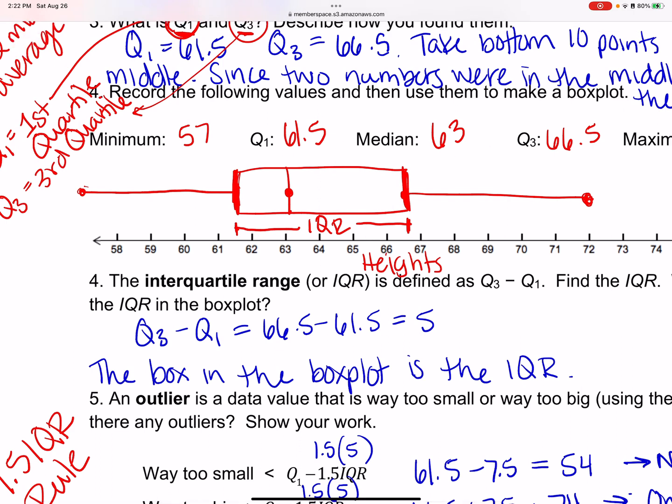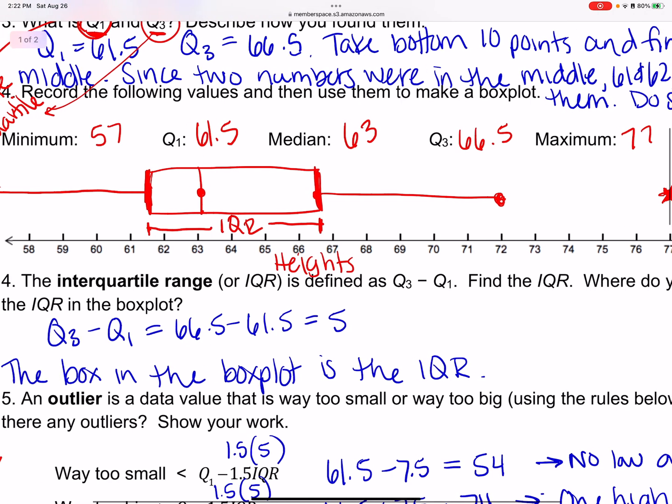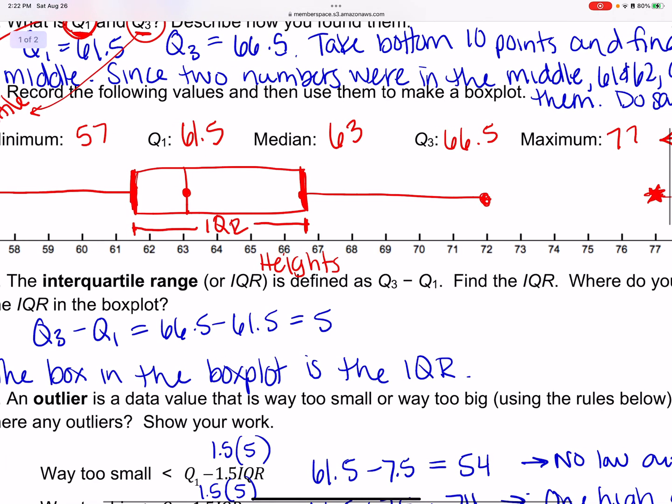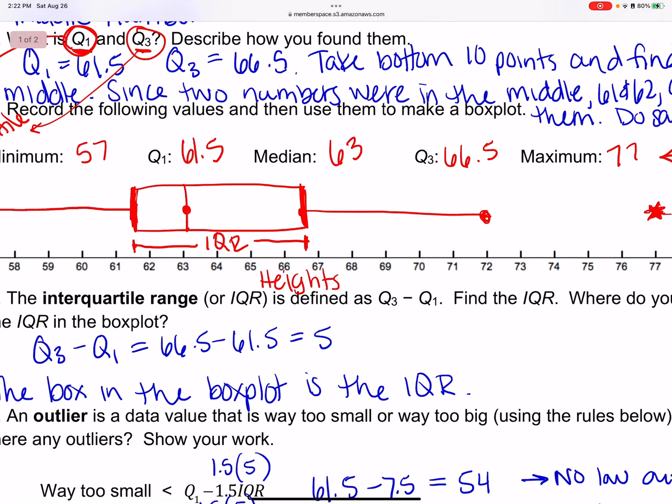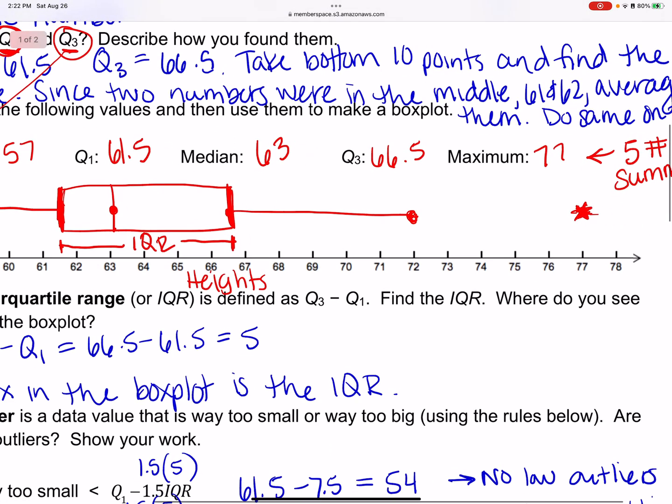Then I go ahead and I say, oh, 74 is where my fence is. And so since 77 is above that, I'm going to take my next highest dot that is not an outlier and make that at the end of the box. Then I'm going to make asterisks for any of my outliers.